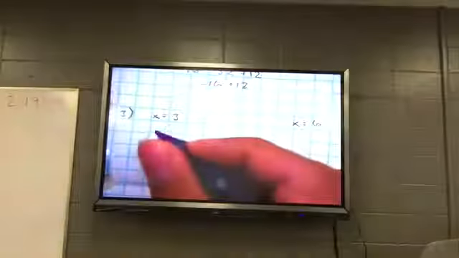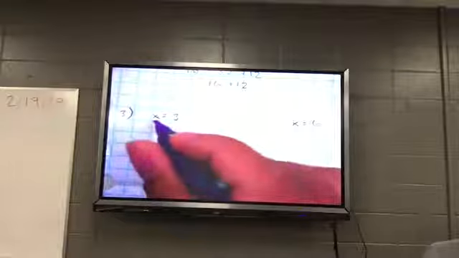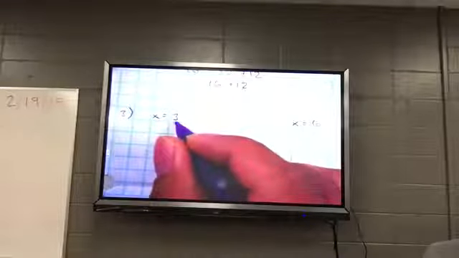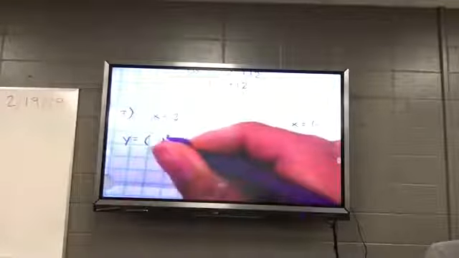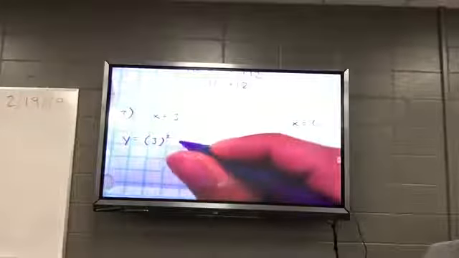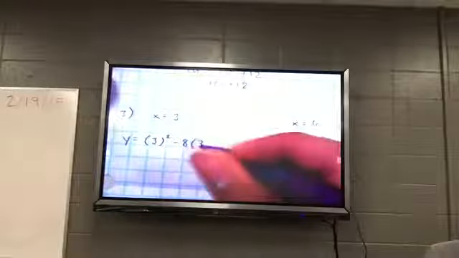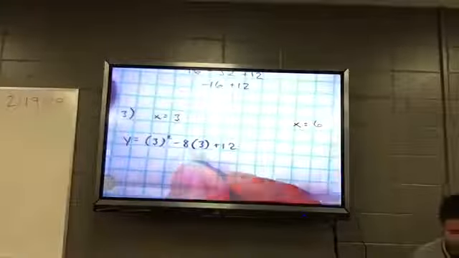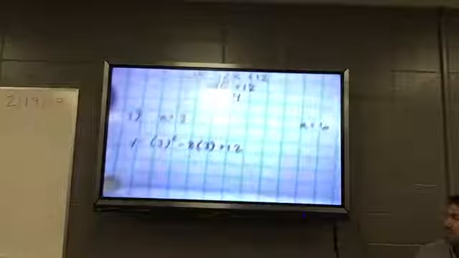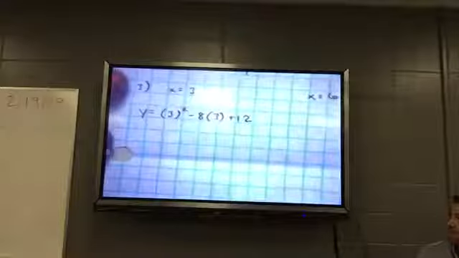Okay. What I'm going to do here is I'm going to find if x equals 3, what does y equal? And you're like, how do you figure that out? Put it back into the equation. 3 squared. Please put it like this. I'm doing this for your good. Minus 8 times 3 plus 12. Where did I get this equation from? From the top. Good. I'm going to raise it up a little bit.